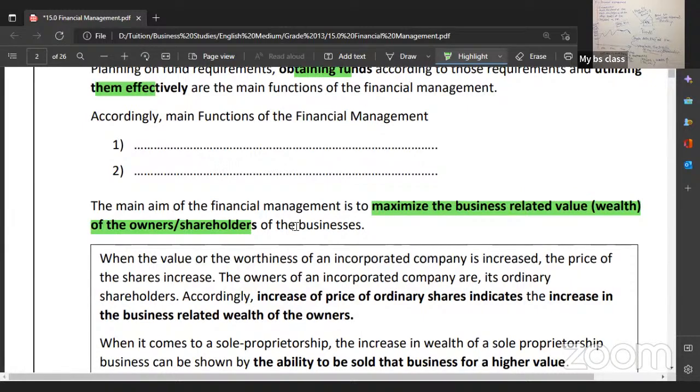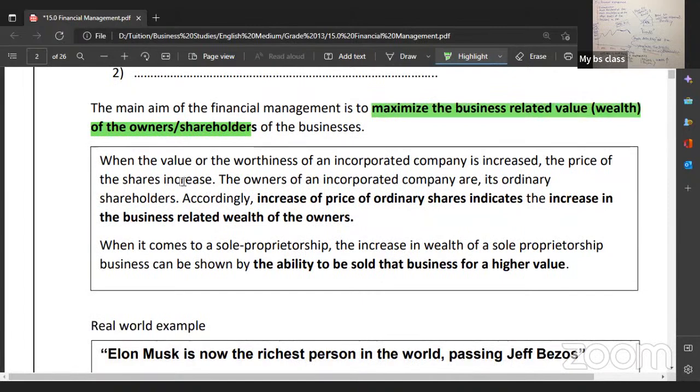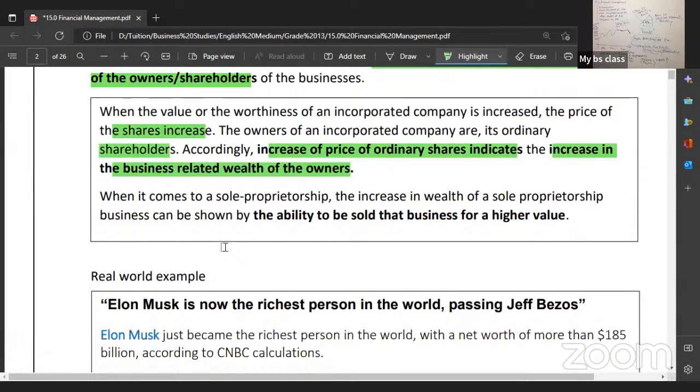Likewise, both ways could be checked. When the value or worthiness of an incorporated company increases, the price of its shares increases. The owners of an incorporated company are its ordinary shareholders, that we know. Accordingly, an increase in the price of ordinary shares indicates an increase in the business-related value of the owners. When it comes to a sole proprietorship, the increase in wealth can be shown by the ability to sell the business for a higher value, which means you have that value.